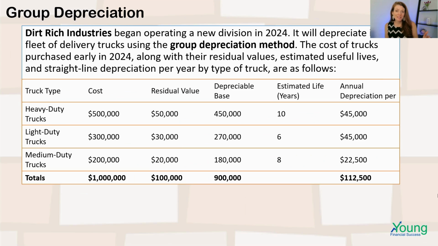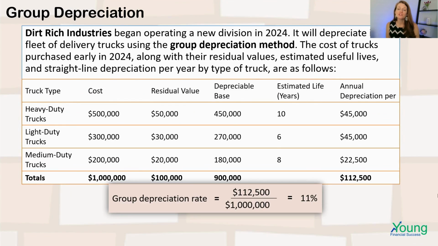Then it shows the estimated service life in years, and that's how much we divide the depreciable base by to get to the annual depreciation. So we see the heavy duty trucks, we took the 450,000 divided by 10 years, and we have 45,000 in depreciation each year. So that is going to be our group. But we can actually bring all of these together and depreciate them all collectively if we would like. So our total annual depreciation is 112,500.